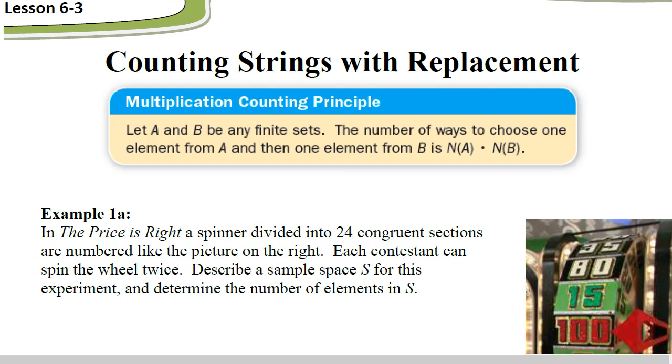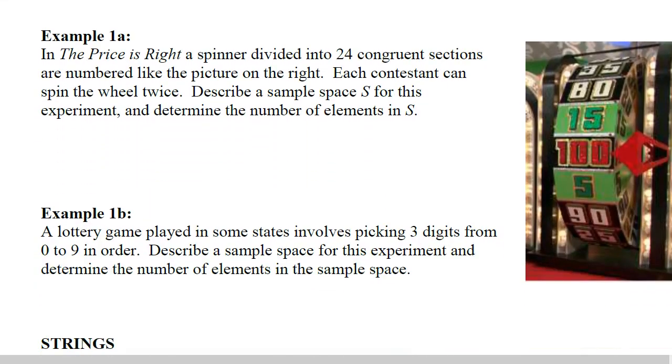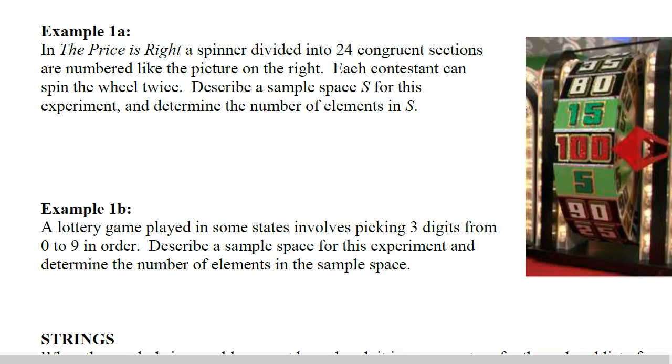Okay, so let's see how we can use that for this The Price is Right example here. Now, I don't know about you guys, but whenever I was sick and I'd stay at home, there wasn't a whole lot to watch on TV, so one thing I enjoyed watching was The Price is Right. And there's always the spinner that selects who goes into the prize round. In that spinner, there are 24 congruent sections, numbered like the picture on the right. Each contestant can spin the wheel twice.